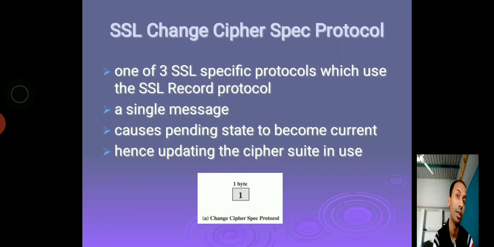While studying the handshake protocol, we will come to know what the current state and the pending state actually mean, and then all these points will become clear to you. So this is the SSL Change Cipher Specification protocol, which is a 1 byte protocol.